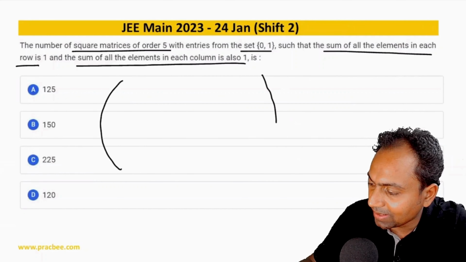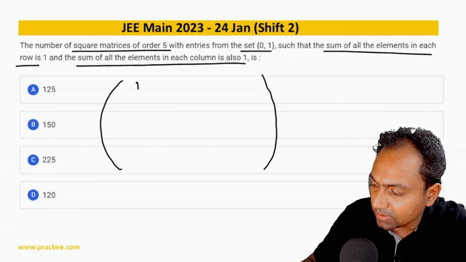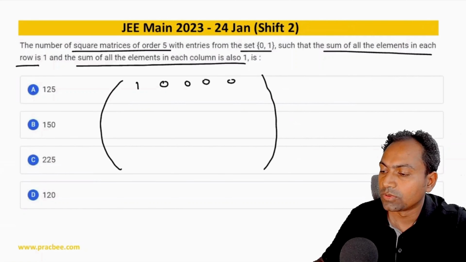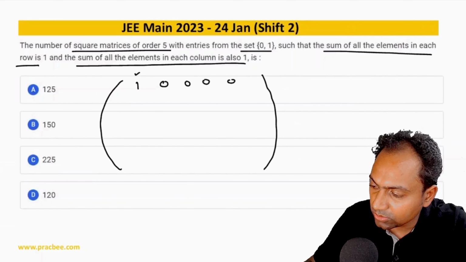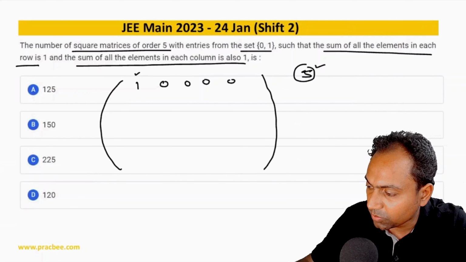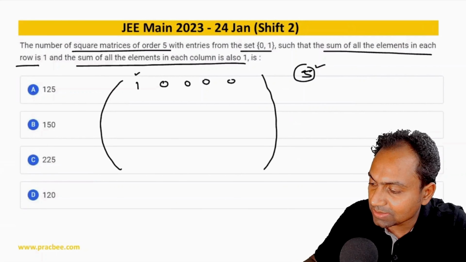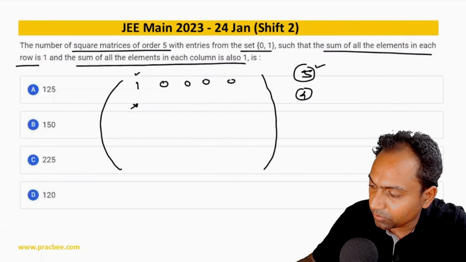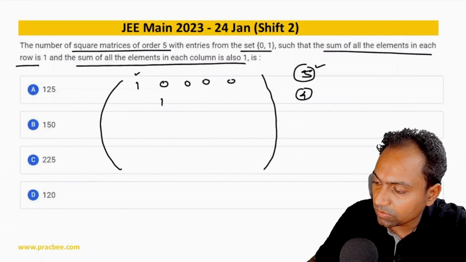So if I try and make it, what is going to happen is if I put 1 here, then all the other 5 elements need to be 0. Now I could have put 1 here also, at each of the 5 places. So I have 5 choices to put my 1. Now if I move next, I cannot put my 1 here. So my choices will remain 4. So next time I can put 1 in 4 different cases. And now in all the other places, I can write 0.